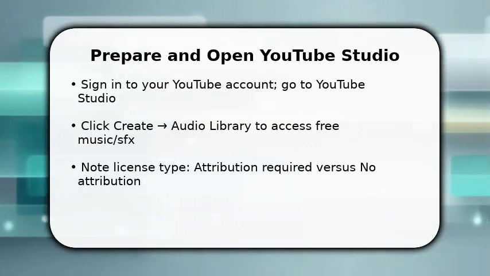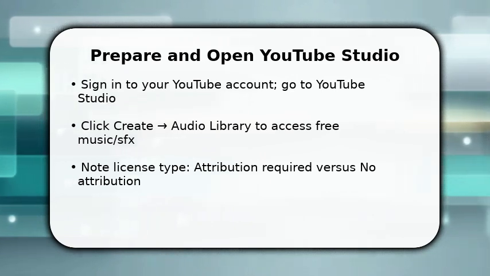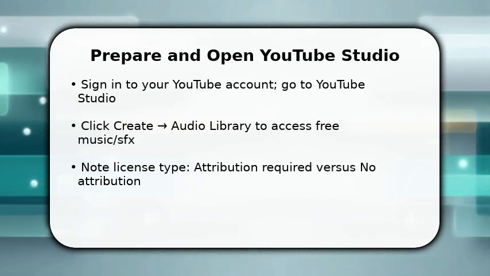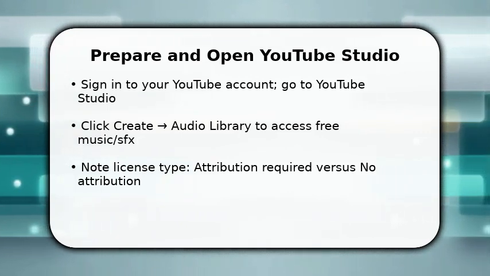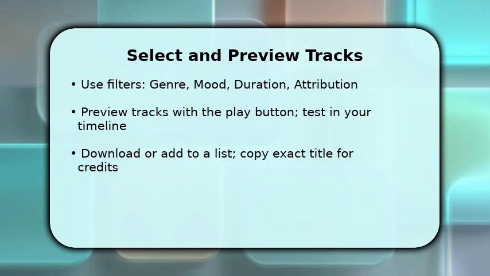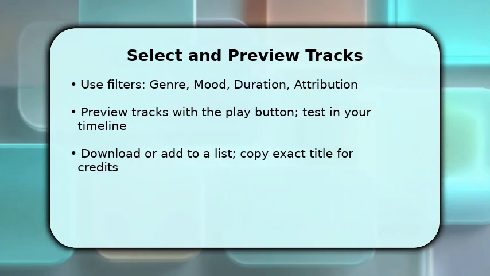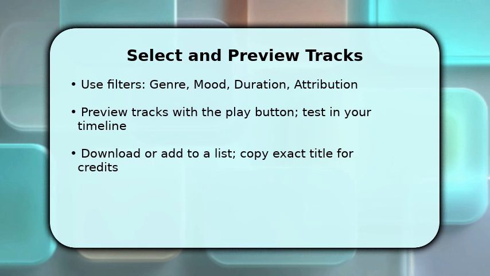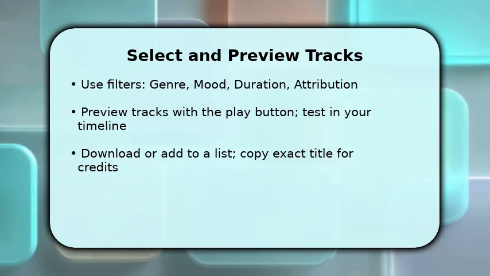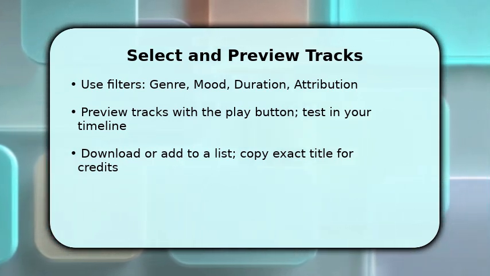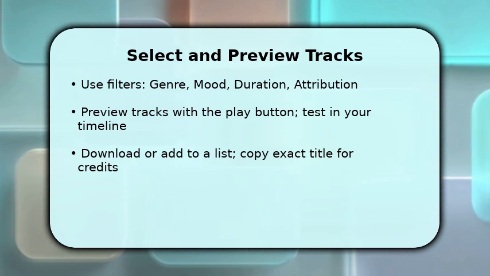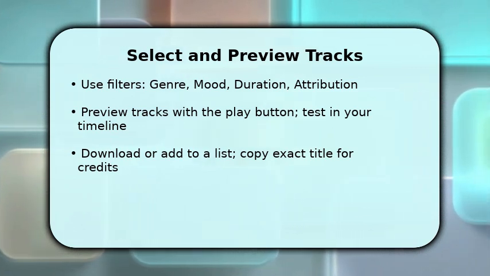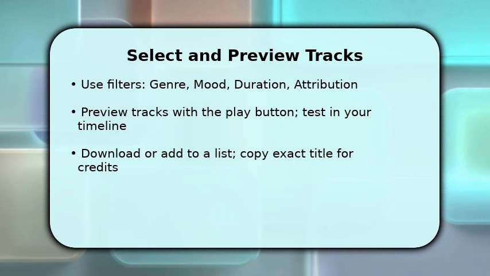Now that you have the library open, filter by genre, mood, or duration so you can pick a track that matches your video pacing. Next, you filter and preview tracks to find the right fit. Filtering narrows hundreds of options to a practical shortlist, which saves time. Once you click play, listen for clashes with dialogue and tempo issues, and make sure to test selected tracks by importing them into your editor timeline so you can hear them under your footage.